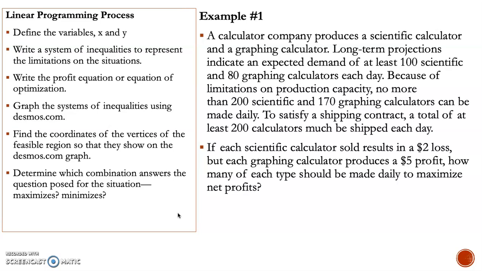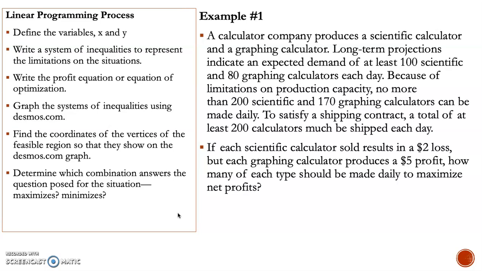So let's look at situation number one. A calculator company produces a scientific calculator and a graphing calculator. Long-term projections indicate an expected demand of at least 100 scientific and 80 graphing calculators each day. Because of limitations on production capacity, no more than 200 scientific and 170 graphing calculators can be made daily. To satisfy a shipping contract, a total of at least 200 calculators must be shipped each day. So try not to get overwhelmed by these situations, and we will just break them down.